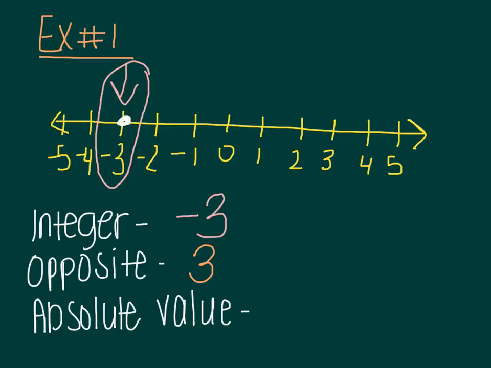And then the absolute value means how many places away is this from the 0. So let's count. Start here at our point and we go till we get to 0. So it's 1, 2, 3 places away from 0. So that's the absolute value.